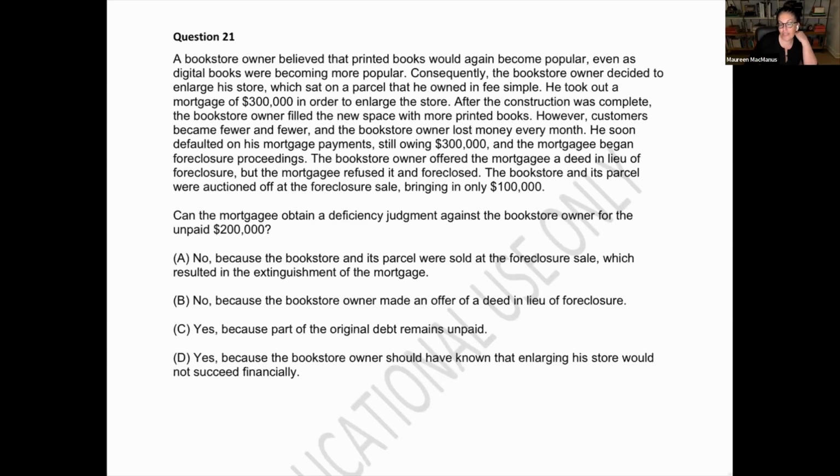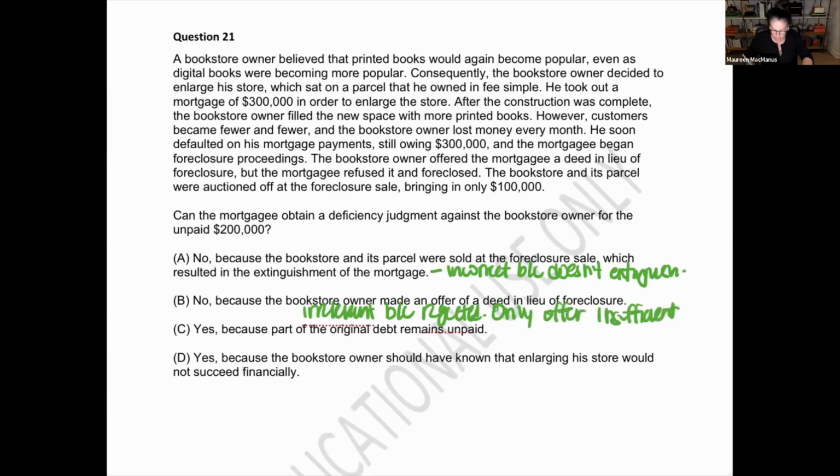So can the mortgagee obtain a deficiency judgment for the unpaid $200,000? And yeah, they can. You're allowed to do that. So, no, because the bookstore and its parcel were sold at the foreclosure sale, which resulted in extinguishment of the mortgage. This misstates. This is incorrect because it doesn't extinguish. It just eliminates that $100,000. No, because the bookstore owner made an offer of a deed in lieu of foreclosure, but this is irrelevant because it was rejected. Only an offer is insufficient. Yes, because part of the original debt remains unpaid. That's the correct answer.